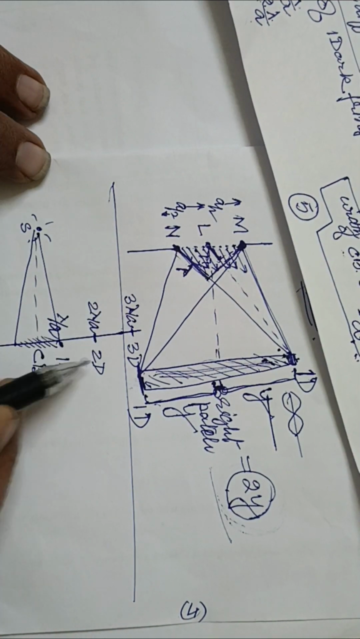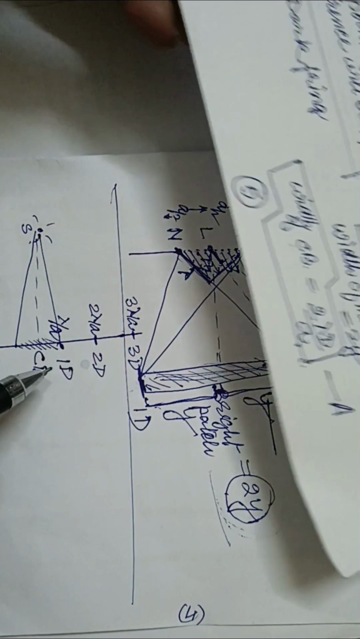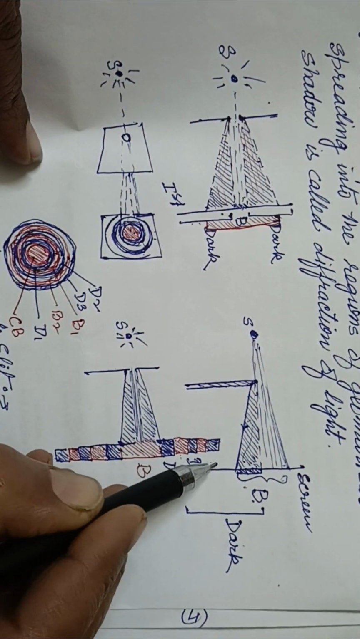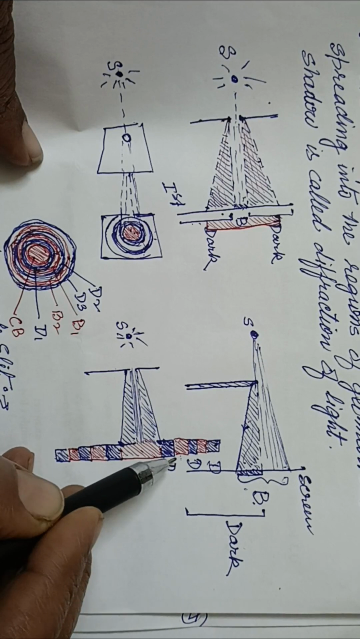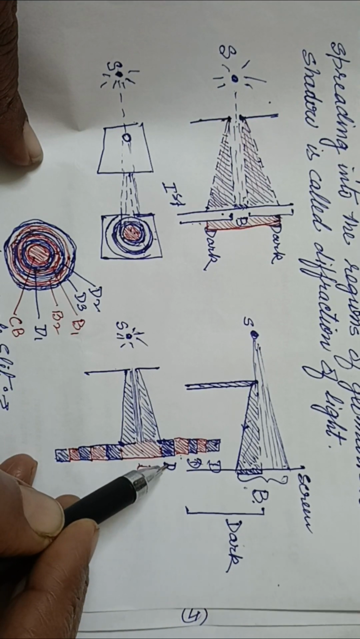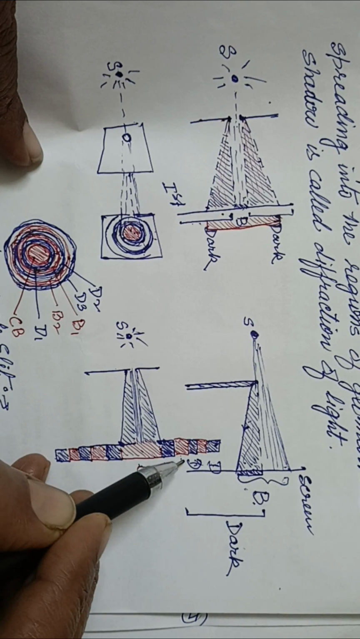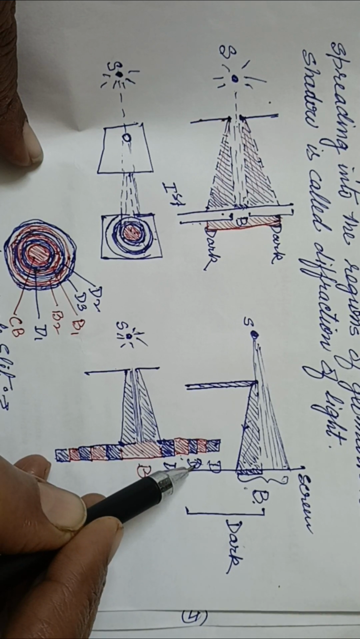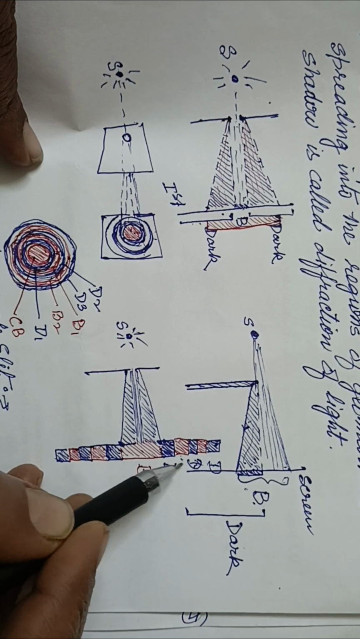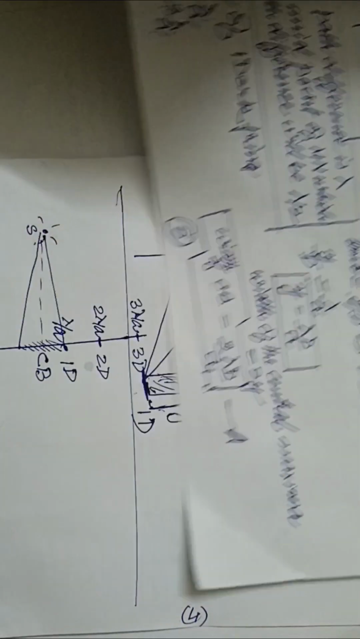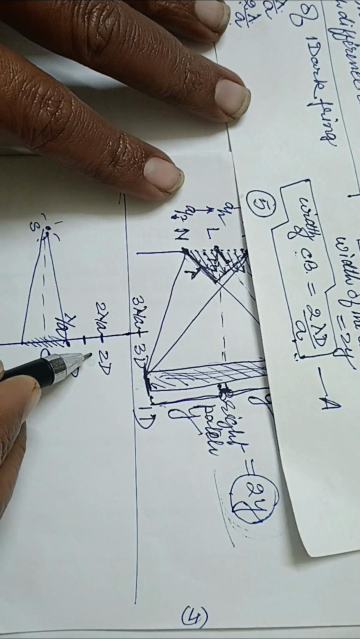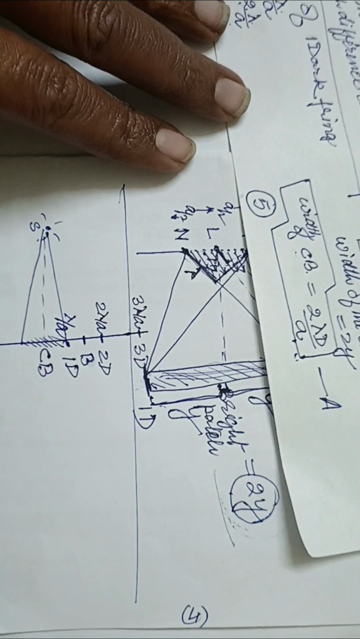It means between the two darks, one bright fringe will be there. This is the dark, this is the dark, this is the dark. So after the central fringe, the first dark, then one bright, then the second dark. So between the first dark and the second dark, one bright fringe should be there. So in between that, here you will get the first bright.